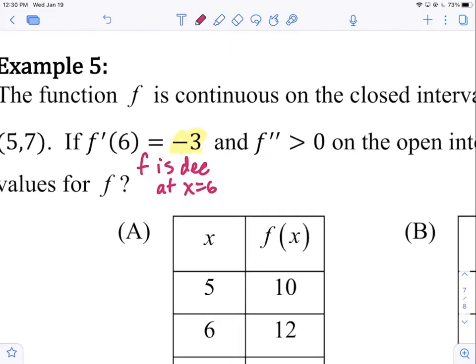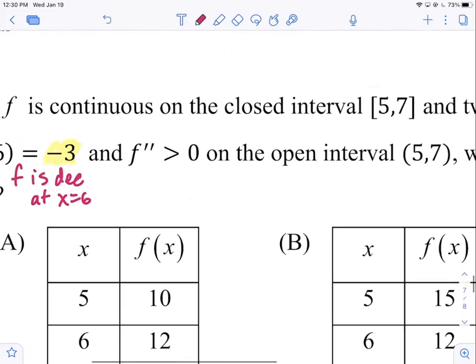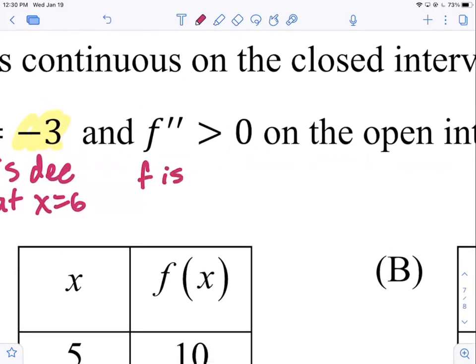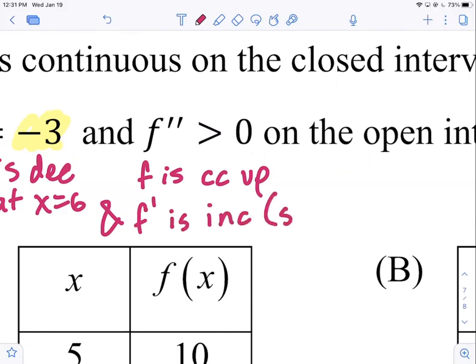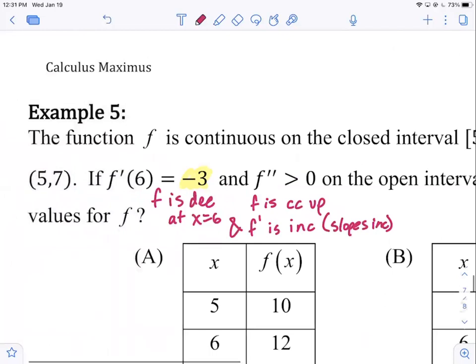And then if the second derivative is greater than 0 on the open interval, then that means that f is what? Concave up, right? But what else does it tell us? The second derivative, remember, always tells us two pieces of information. It always tells us the curvature of f, but it also tells us what f prime is doing. What is f prime doing? Increasing, right? So the slopes are increasing. All right. So it would appear then that at x equals 6, the function is decreasing at an increasing rate.